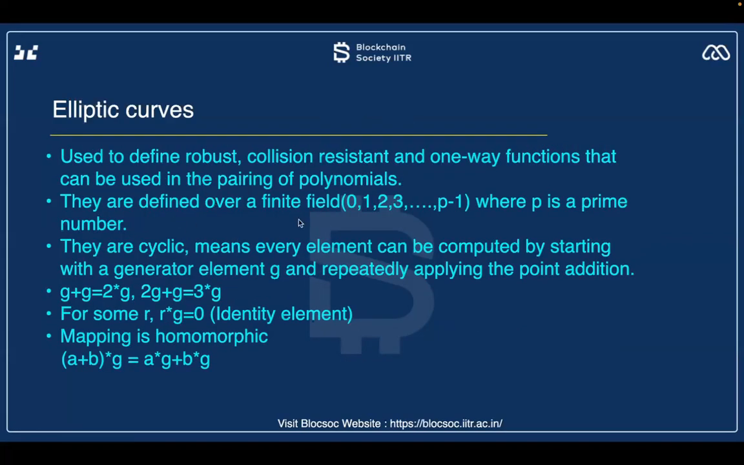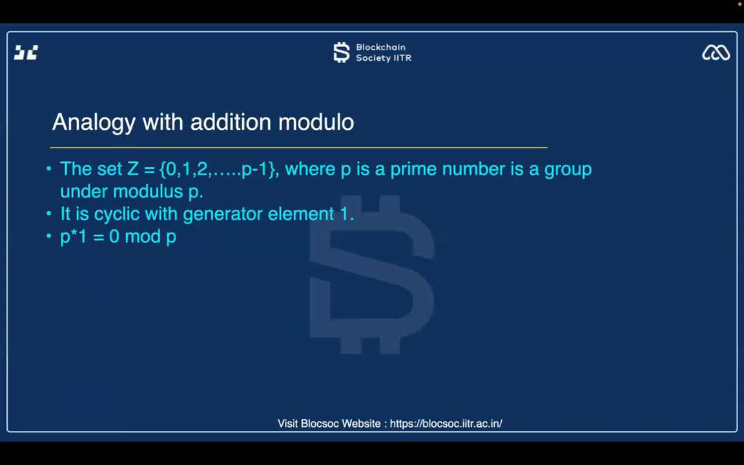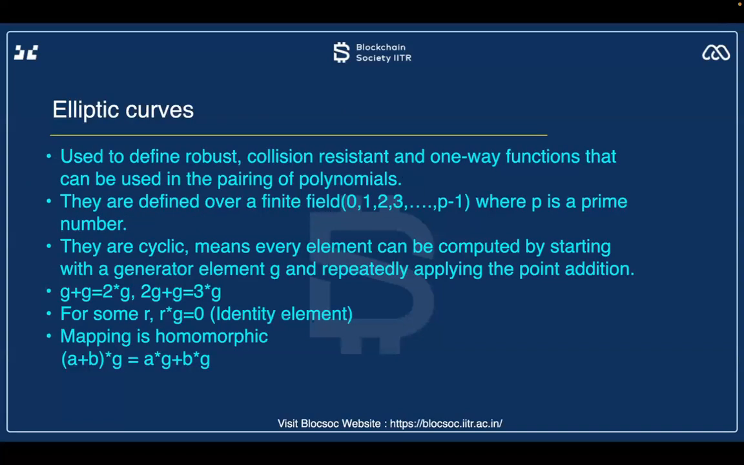They are defined over a finite field. This means that they are not defined over a very large number, where the number can go to infinity. We are only concerned about a limited set of numbers, and for example we can take only 0 to p minus 1, where p is a prime number. They are cyclic. So what does that mean? I will explain with an analogy. So we have a set here, 0, 1, 2 till p minus 1. It is also a finite field, just like I explained here.